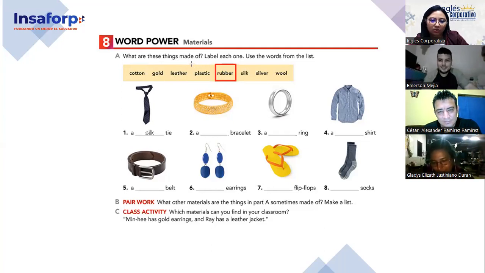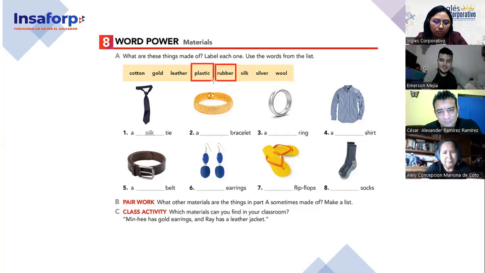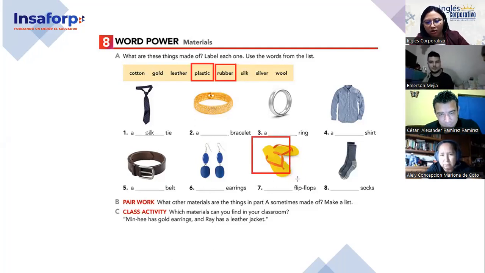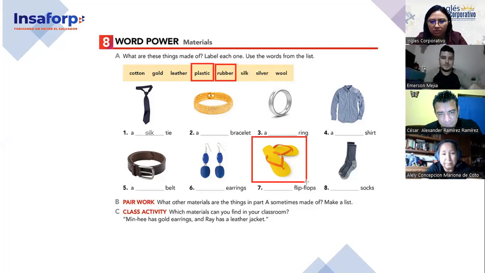¿Cuál es la diferencia entonces between plastic and rubber? El plástico es duro y el rubber es manejable, un poco más manejable. I guess it's the opposite. Take a look at this picture. ¿De qué están hechas estas flip-flops? ¿Plastic or rubber? Rubber. Okay. Decía Lely, es más manejable, se mueve más.